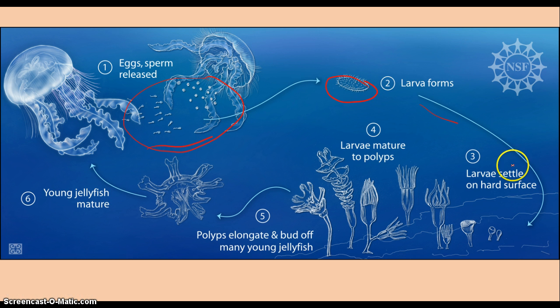The larvae eventually settle on hard surfaces, like the bottom of rocks or things lying on the bottom of the ocean. And they begin to mature into polyps. This is where the asexual reproduction occurs. Eventually it produces more and more and more, and it separates into mature jellyfish.